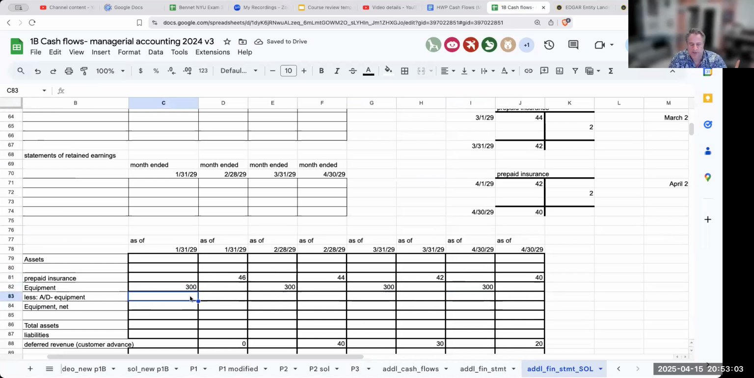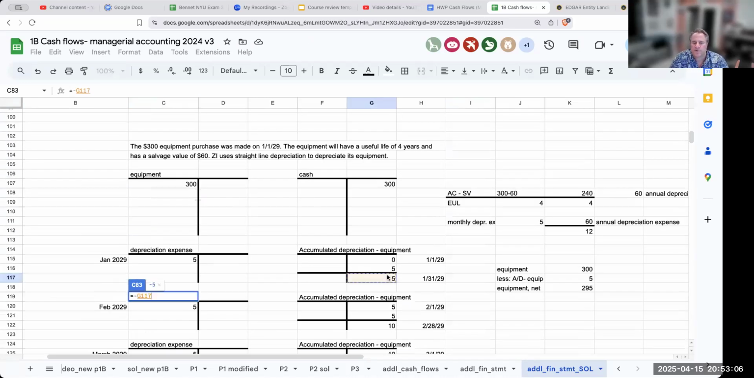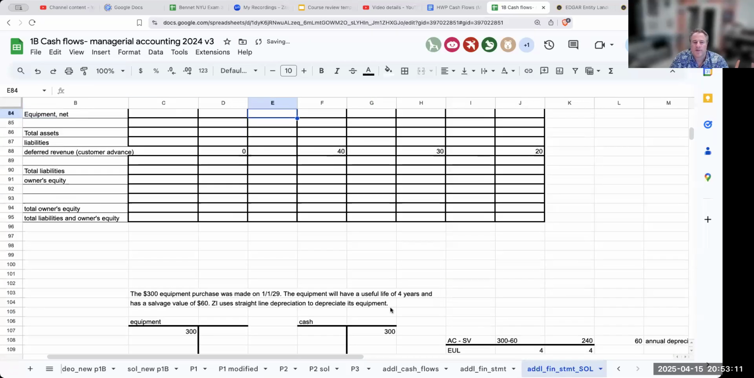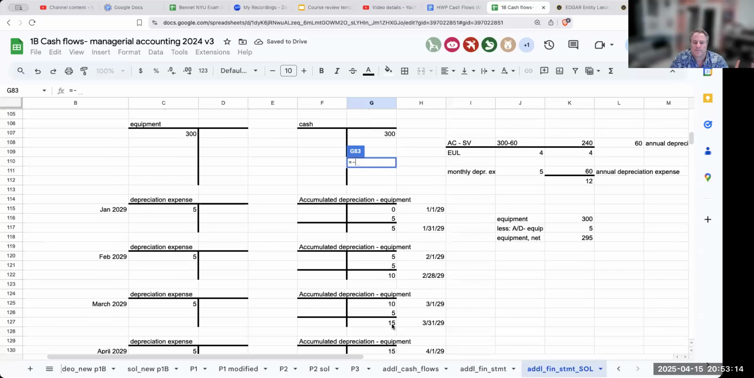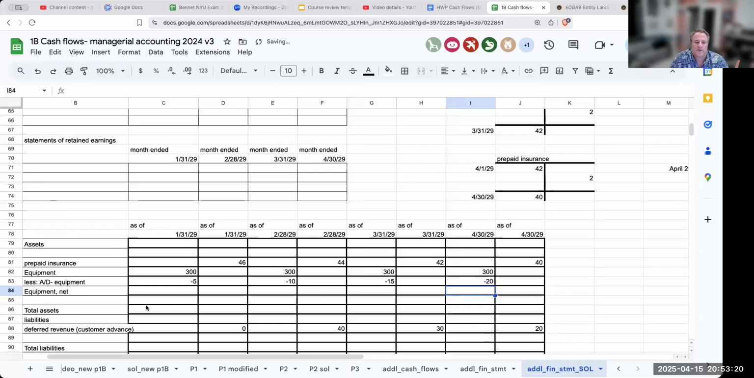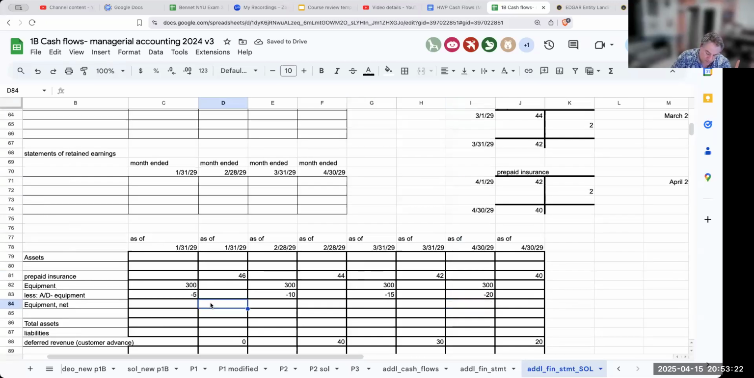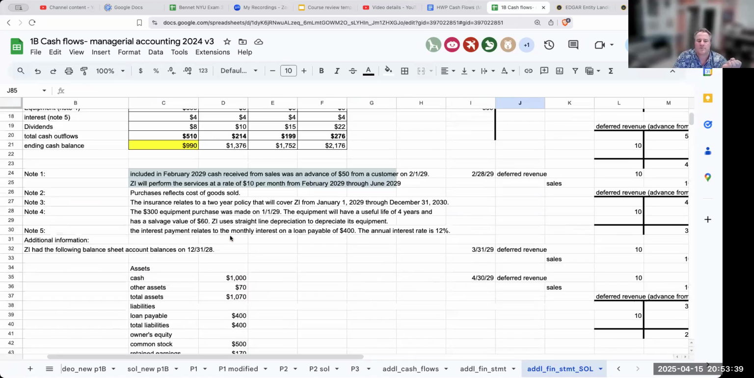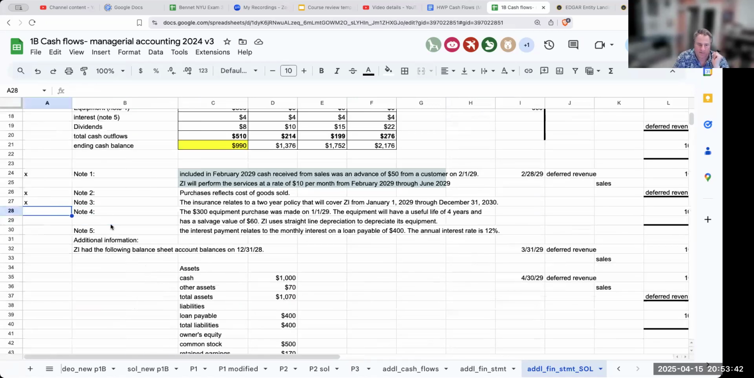However, my accumulated depreciation is going to start over here. For the first month, it was at 5. I'm adding on another 5 every month. Remember, again, this is straight line. Okay, so my equipment net is going to be right over here: 295, 290, 285, and 280. So again, I'm going through and doing this problem a little bit differently, but I'm going to try to capture as much partial credit as I possibly can.